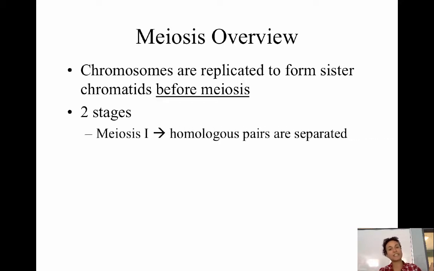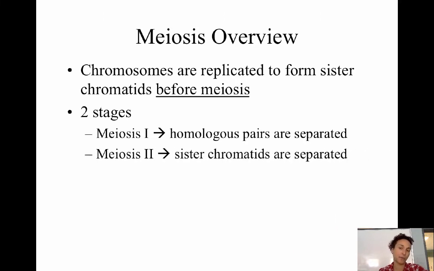So in the first stage, as we're going through, we're looking at homologous chromosomes being separated. In the second stage, when we go through, we're actually looking at those sister chromatids being separated. And that's where we get our half of the DNA that we would normally find in all of our other cells.